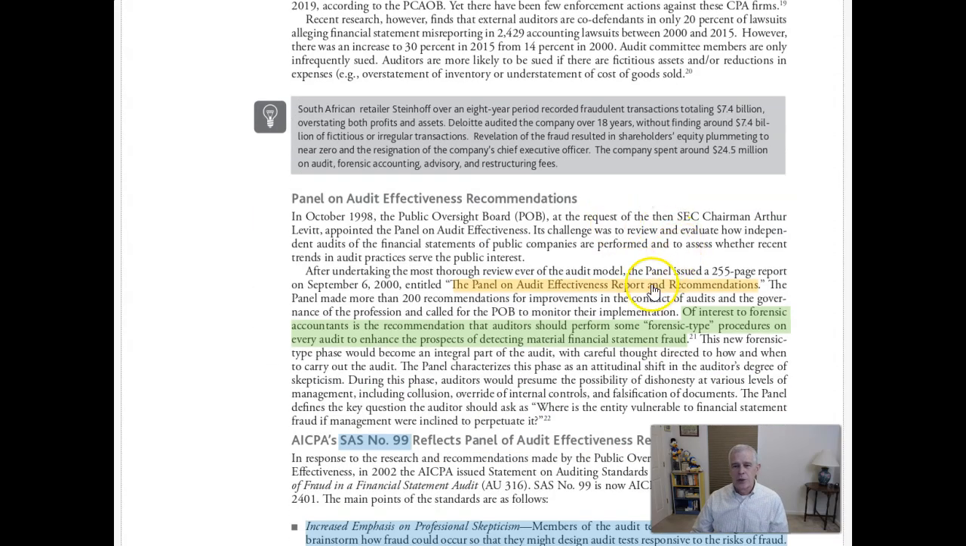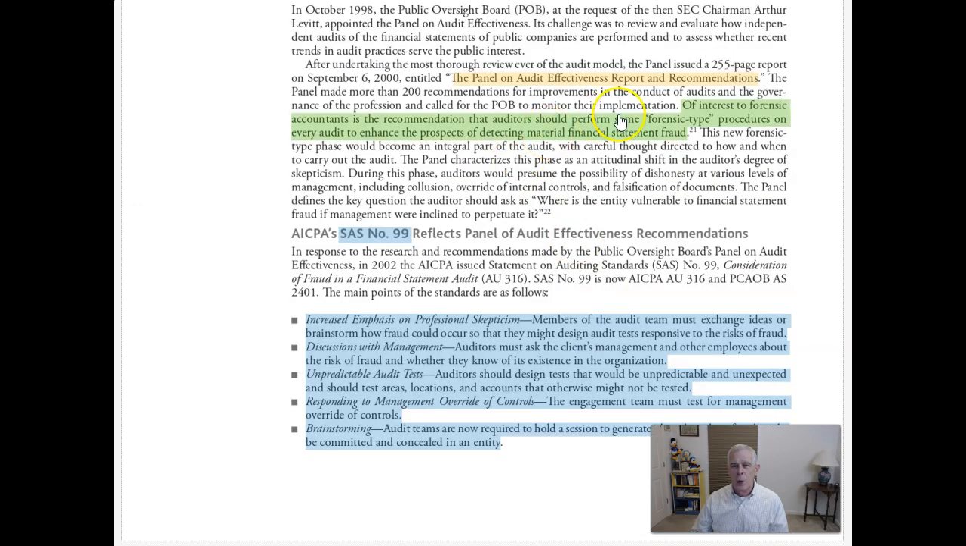And let's see, I just want you to, again, be aware of all this information that's out there. In 2000, the Panel on Audit Effectiveness Report and Recommendations came out. Of interest to forensic accountants, for the auditing area, is the recommendation that auditors should perform some forensic type procedures on every audit to enhance the prospects of detecting material financial statement fraud.